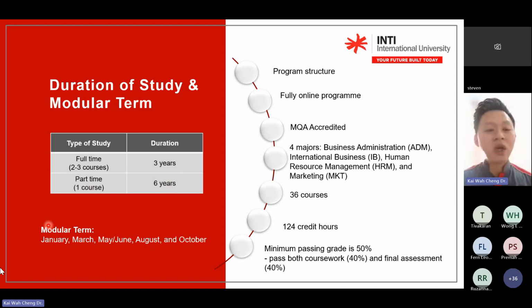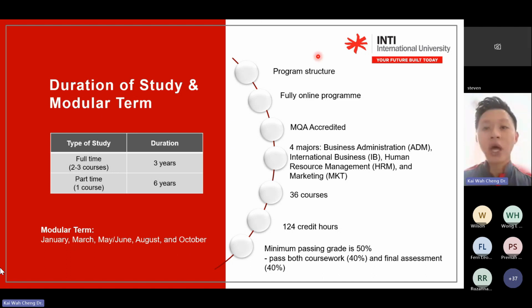And we have 5 modular terms in a year. The first modular term is January, followed by March, and then May or June term. And we are now in the August modular term, and the final modular term in the year 2024 is October. In ODL or OS or LS programs, we do not call the study period a semester. We call it a modular term, because we have 7 academic weeks, rather than 14 weeks in a conventional program.